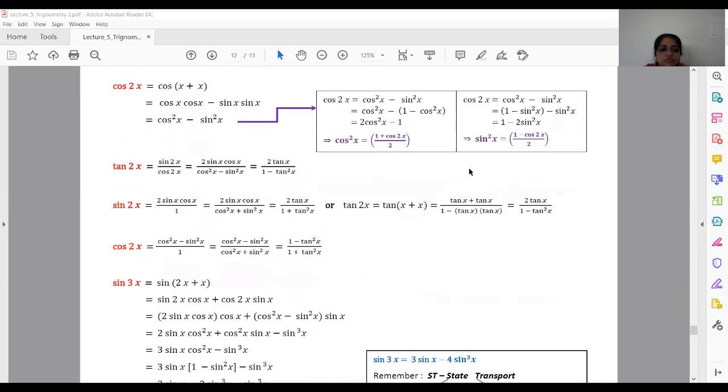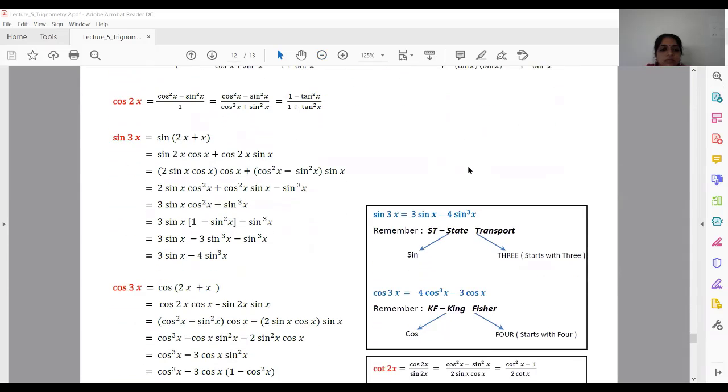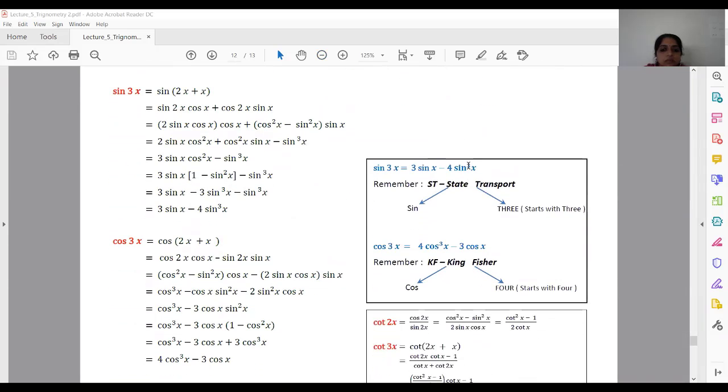Now the next formula is sin 3x. So sin 3x is sin of 2x plus x, sin 2x into cos x plus cos 2x into sin x. Here our alpha is 2x and beta is x, so sin alpha cos beta plus cos alpha sin beta. Now sin 2x is 2 sin x cos x, keep it the same. For cos 2x, we have cos square x minus sin square x, and sin x keep it the same.